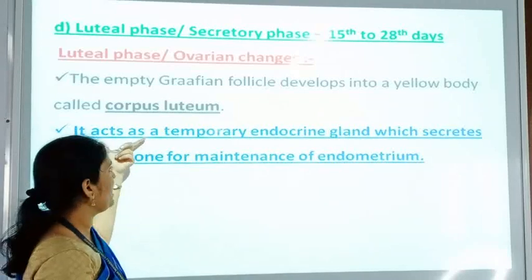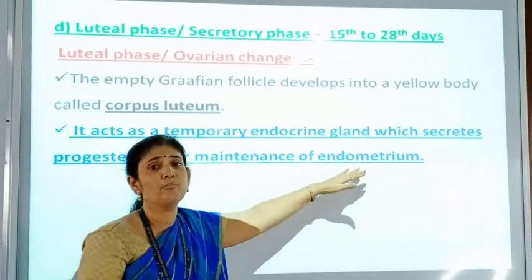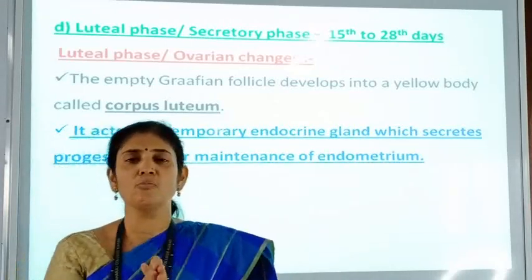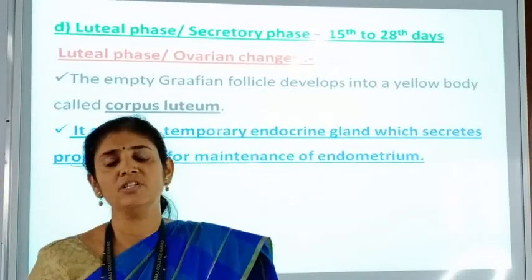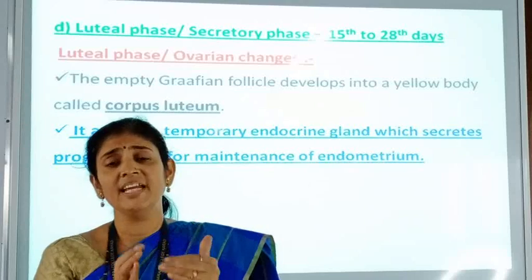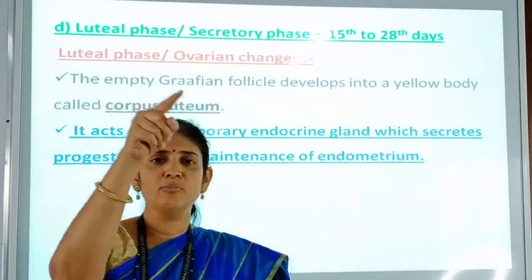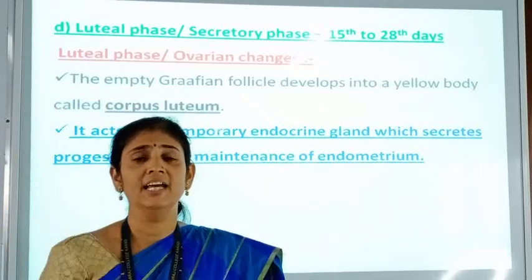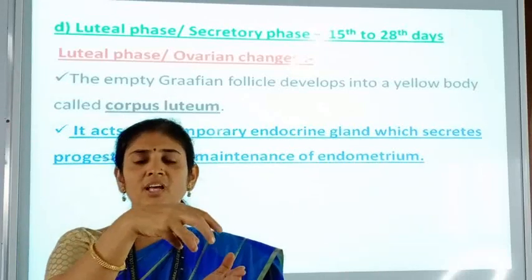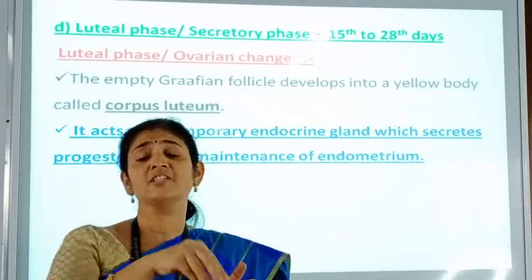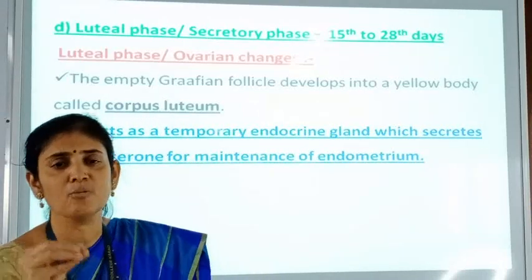So here it acts as a temporary endocrine gland which secretes progesterone for the maintenance of the endometrium. This progesterone hormone is responsible for maintaining the endometrium wall of the uterus, which is very much essential to maintain the pregnancy. म्हणजे ह्या प्रोजेस्टेरॉनचा रोल काय आहे बघा, इथं जो आतला एंडोमेट्रियम वॉल आहे गर्भाशयाच्या आतलं जे अस्तर आहे ते प्रॉपर मेंटेन ठेवणे, कारण जर गर्भ राहिला तर तो गर्भ कुठं स्थिरावणार आहे किंवा त्याच्या वाढीसाठी तो गर्भ कुठे येणार आहे, युटेरसमध्ये येणार आहे. आणि त्याच्यामुळे कॉर्पस ल्यूटियम काय करतो, इथं प्रोजेस्टेरॉन नावाचं प्रेग्नन्सी हार्मोन सिक्रेट करतो.